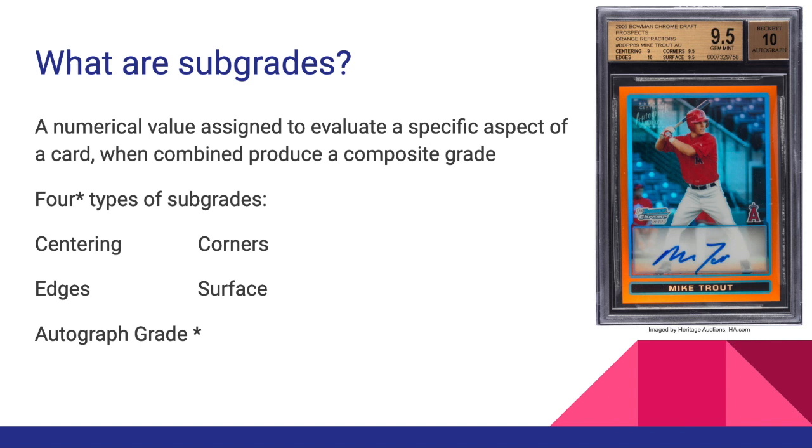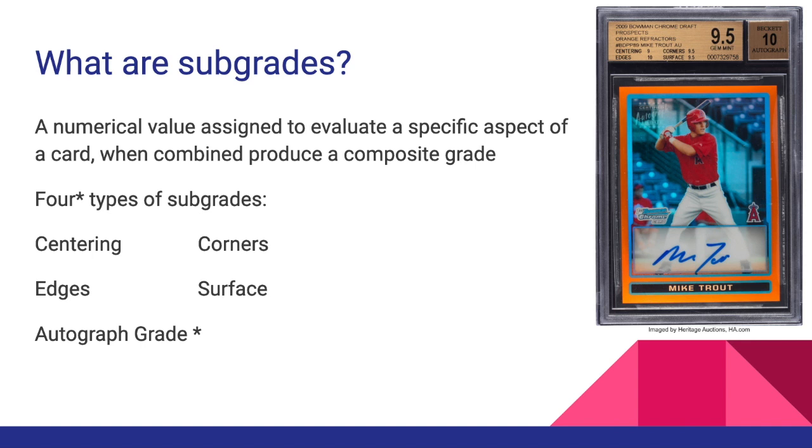Now, probably in your head you're thinking, well, I don't really submit with Beckett, or I'm not a fan of Beckett's slabs. Why do I need to know this? I'll tell you that in a minute. But these subgrades are also going to go into, say, a PSA or an SGC grade. You're just not going to get a numerical assigned grade for these specific categories. But these are definitely all factors that boil down to what your overall grade is going to be. And you can take a look at them there.